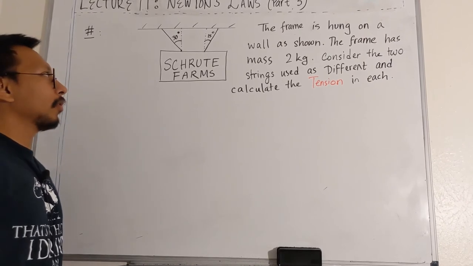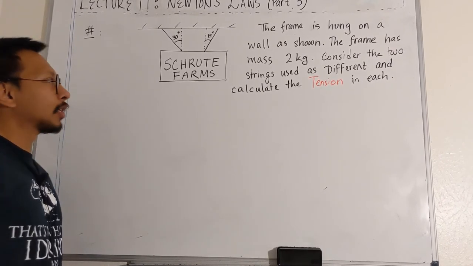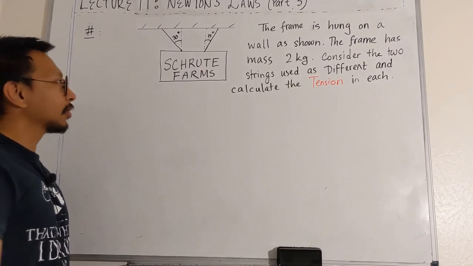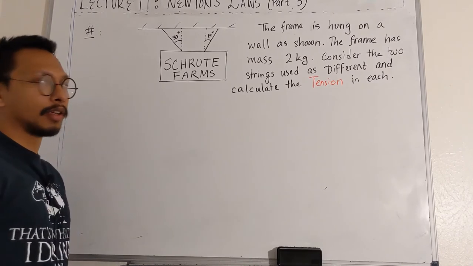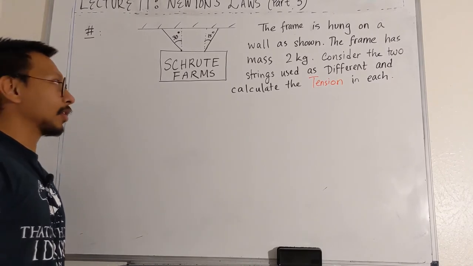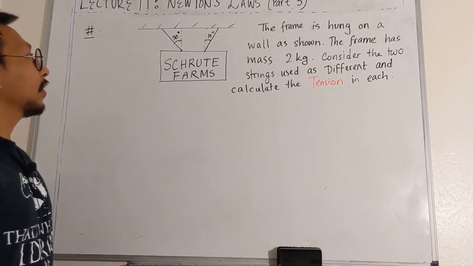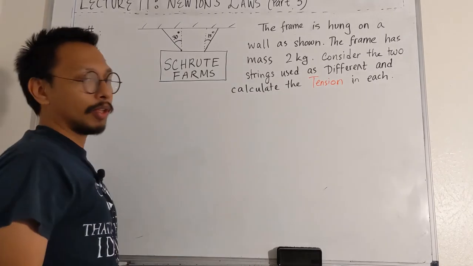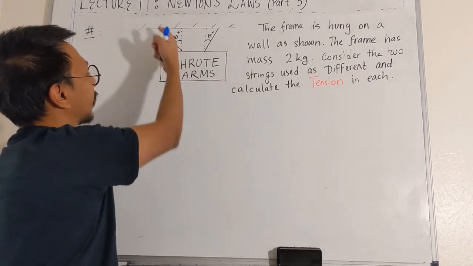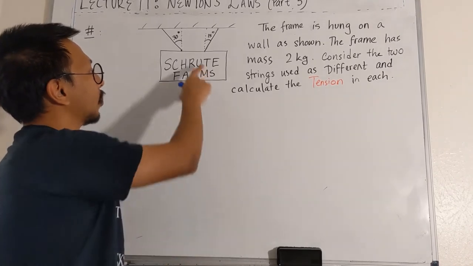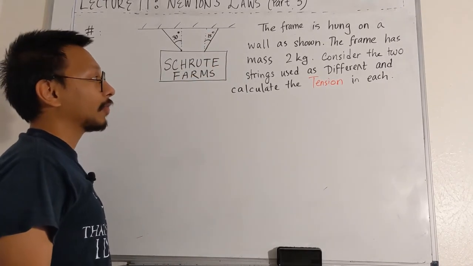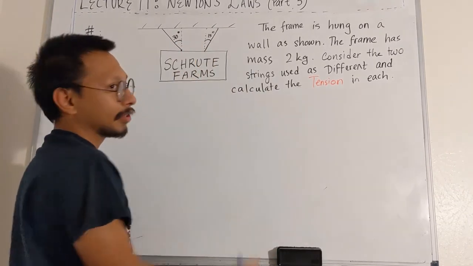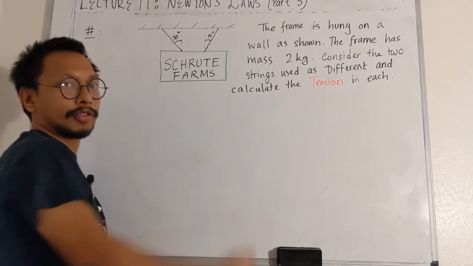Alright, let's look at an example of gravity and tension at work. Here we have a frame or a sign that is hung on a wall. Maybe the person hanging it is a huge office fan. You would know what Schrute Farms is. And then the frame is hung at the angles shown. The angles are to the vertical. One string is at an angle of 30 degrees, while another string is at an angle of 15 degrees.